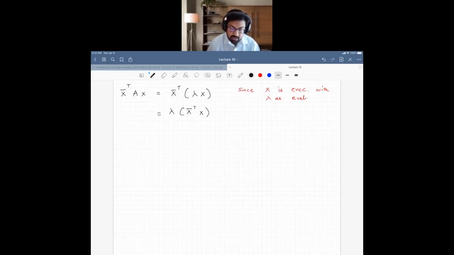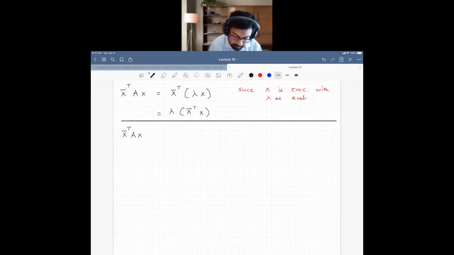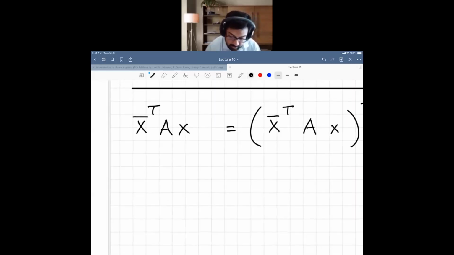Let me leave that result for now and consider some other product. Let me draw a line here. Next, I will consider something else, which is x conjugate transpose A x. I will write it slightly differently, as x conjugate transpose multiplied by A multiplied by x. The reason this is true is because the left-hand side is simply going to be a scalar.